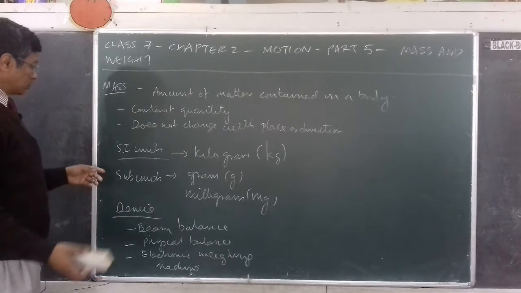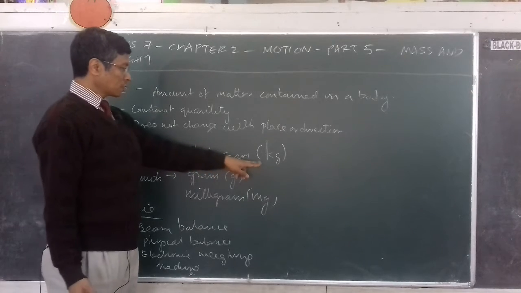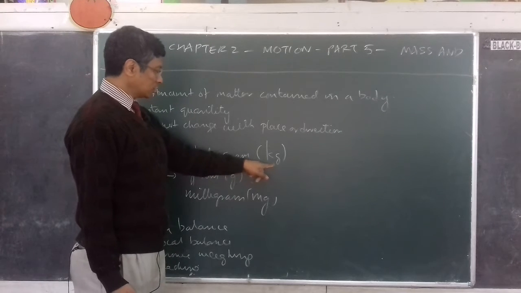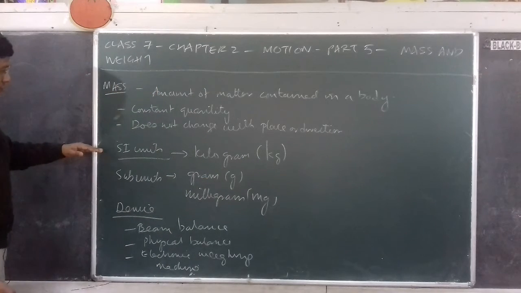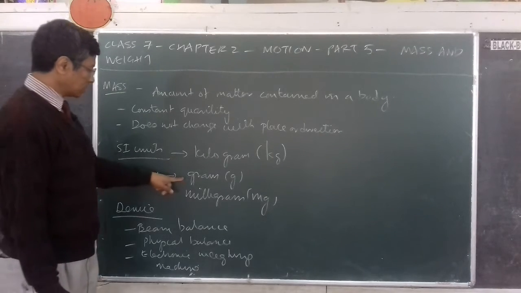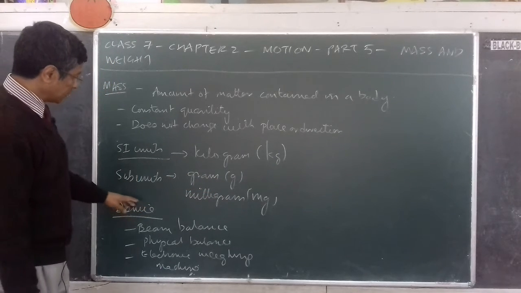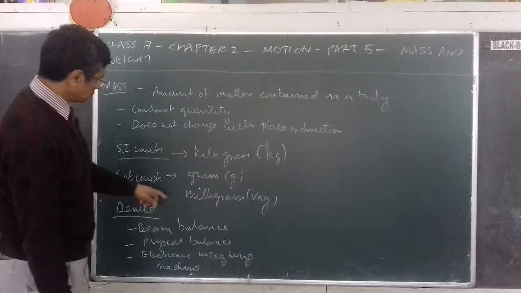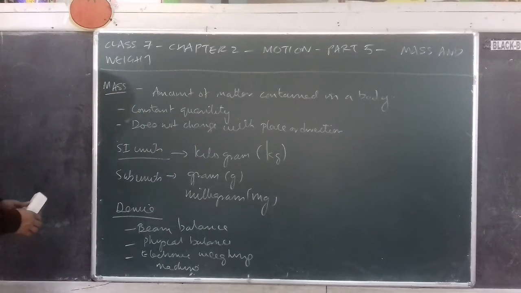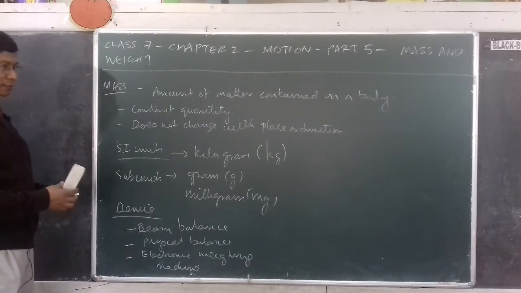Now, for measurement, we have the SI units, standard international units, and we measure in kilograms. The symbol for kilogram is small k and small g, kg. And to measure smaller units of mass, we use subunits. The smaller subunit is gram. We use the symbol small g to indicate that, and the smaller unit of gram is milligram, for which we use the symbol mg.